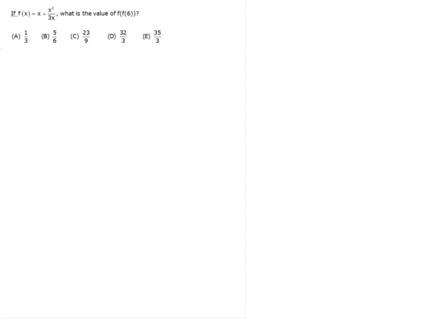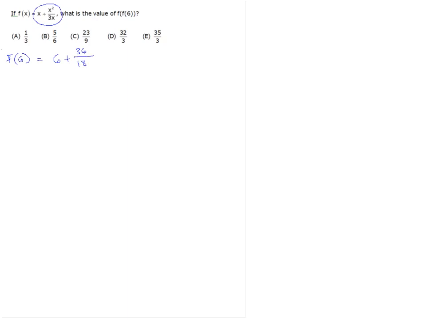Okay, so similarly to the last question, as you can see, this is another version of a compound function. The function equation f of x equals x plus x squared over 3x is the equation that we're going to be plugging our input into. So we can see we start with f of 6. So obviously 6 is the input. We're going to plug that in. 6 plus 6 squared, which is 36, over 18.